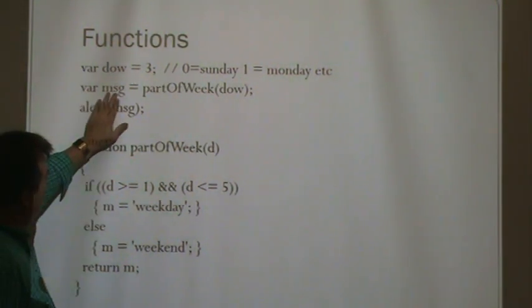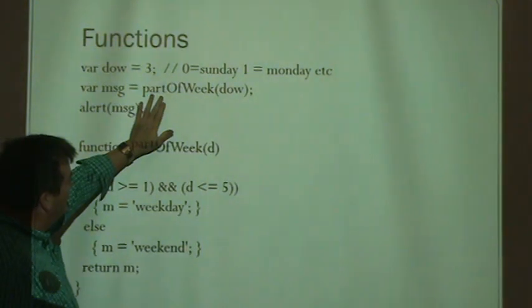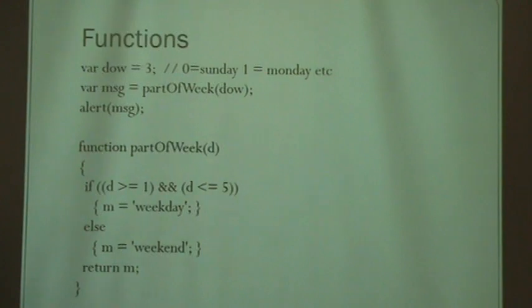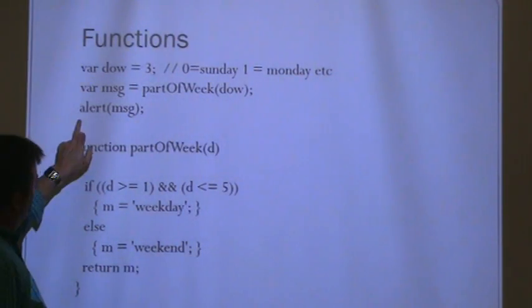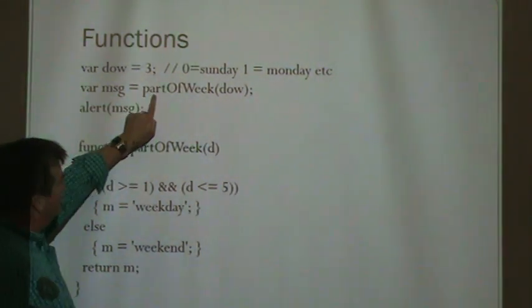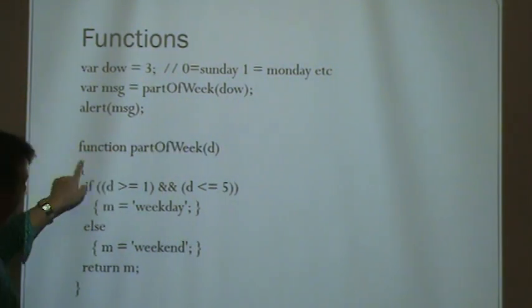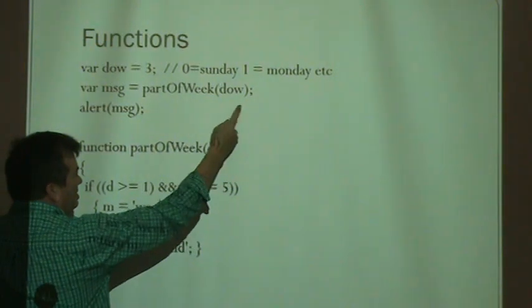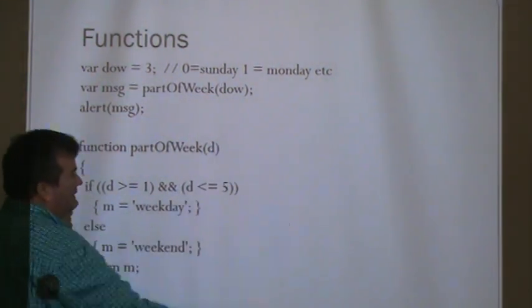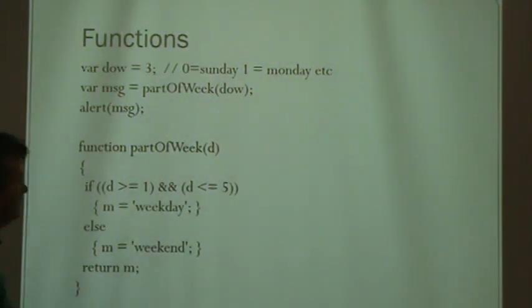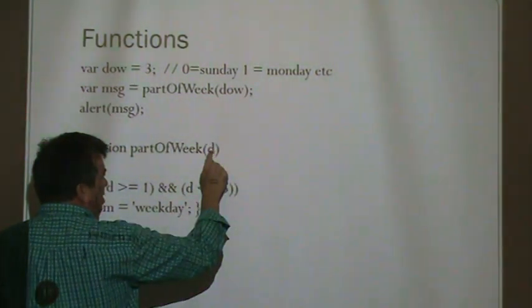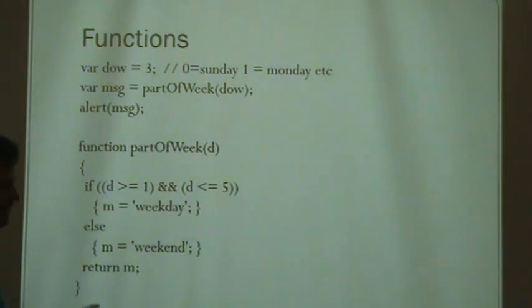And then we said our output message is, we call this function part of the week. What part of the week? Is it the weekday or the weekend? And then we print out the message. Well, this function, part of week, we defined it here. We said function part of week, and it takes in as input a variable. We'll use the letter D as a place to record the variable. So the number 3 gets copied into this function, and we're asking, what day of the week is 3? Hopefully it'll answer that it's a weekday.